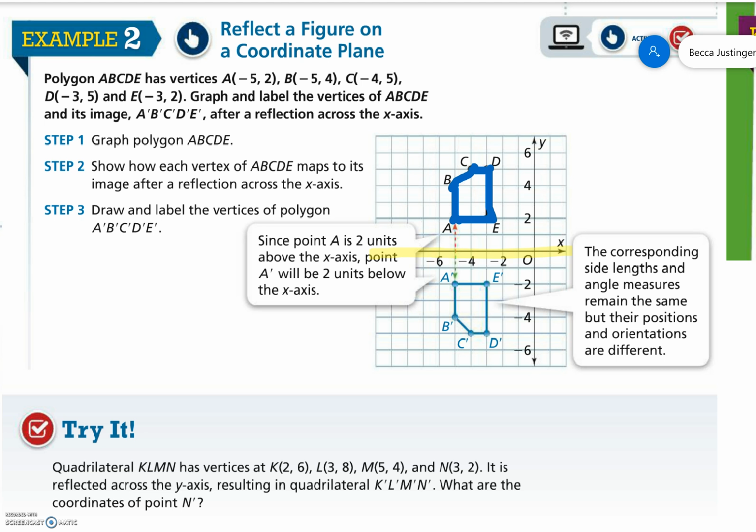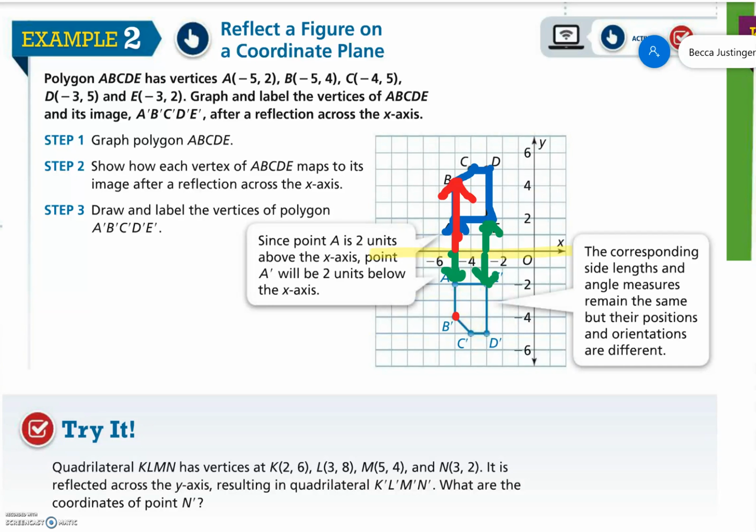So if we can see they did A and A prime, well, A is 2 units up, so A prime is just going to be 2 units down. E is 2 units up, so E prime is just going to be 2 units down. Then we see B is 1, 2, 3, 4 units up. So if we count 4 down, 1, 2, 3, 4, we put B prime there.